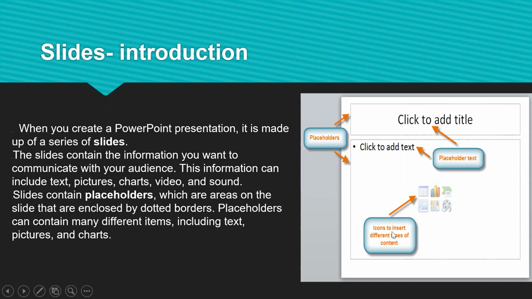Here you can see in this picture, this is called a placeholder, and inside this placeholder, you can add anything. Like you can add a table, you can add a video like this, you can add pictures, you can add graphs, and so on. Or else you can add text here. So that is called a section, where you can add different items.